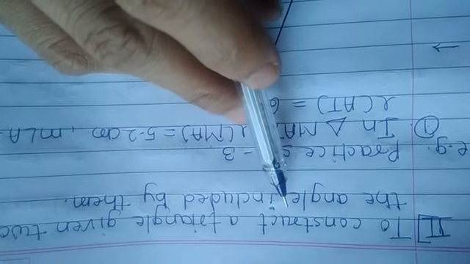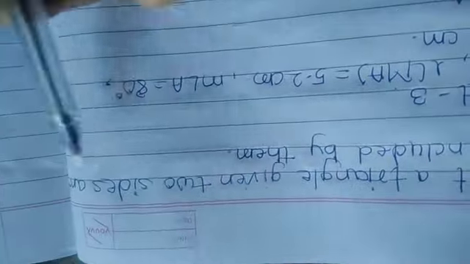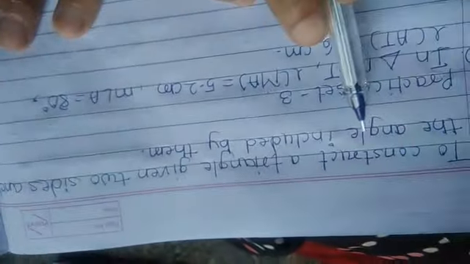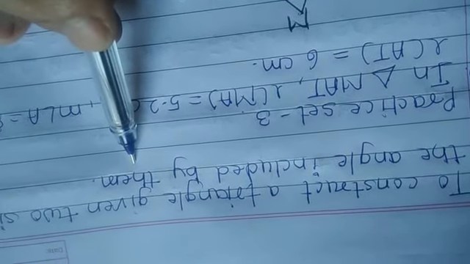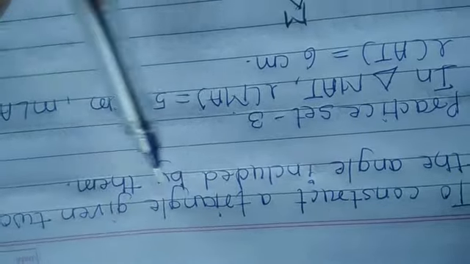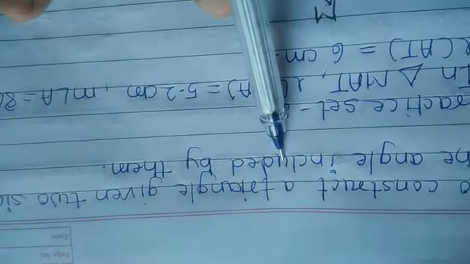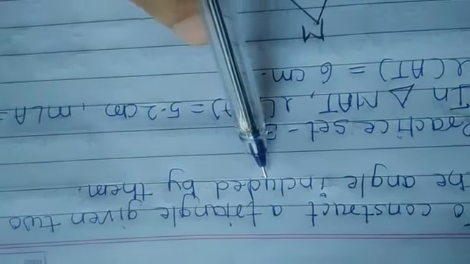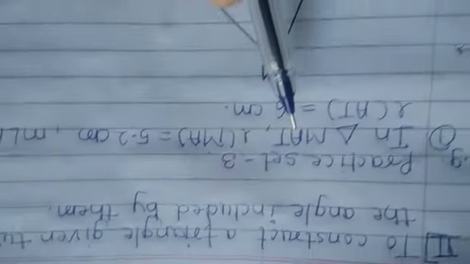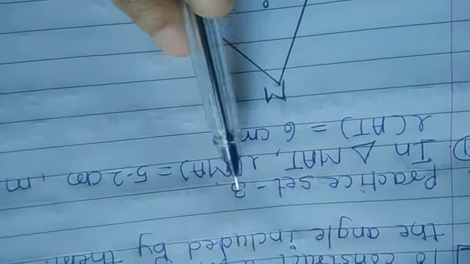So in construction of triangle, the second step is to construct a triangle given two sides and the angle included by them. In the first step, we have seen how to construct a triangle if three sides are given. Now in this step, two sides and one angle are given. So from these elements, we have to draw the required triangle. For this, first we will see one example from practice set number 3.